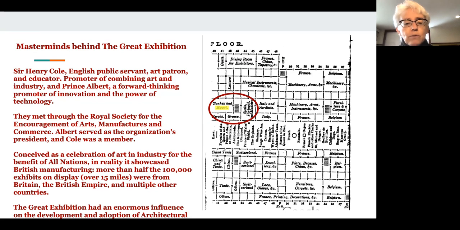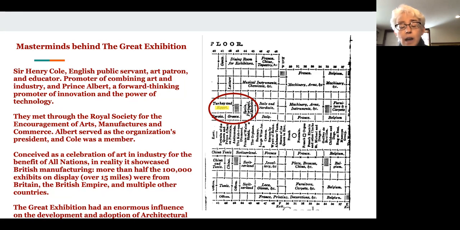They were both members of the Royal Society for the Encouragement of Arts, Manufactures and Commerce. In fact, Albert was the president of the Royal Society and Cole was a member. So together they cooked up this idea of the Great Exhibition, conceived as a celebration of art and industry for the benefit of, quote, all nations. Though in reality, it really showcased British manufacturing for mainland Britain and also the British Empire.